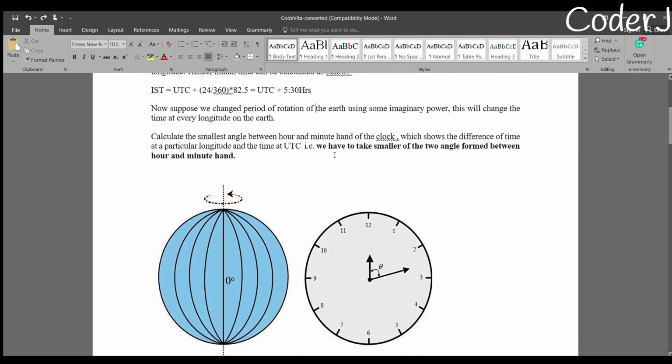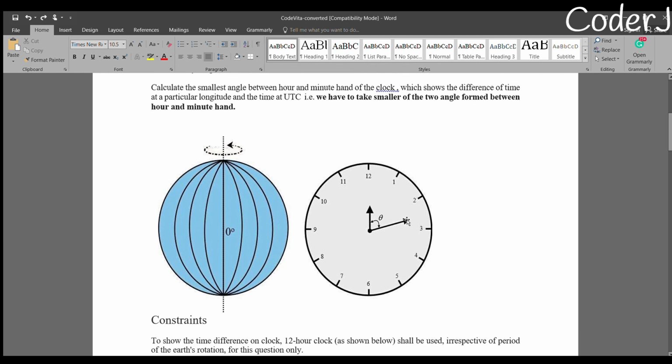Now, the other important line is here. We have to take the smaller of the two angles formed between the hour hand and the minute hand. So what I want to tell you is that we just have to calculate a particular time, and after that we have to find the smaller angle made by the hour hand and the minute hand. Assume that this is your hour hand and this is your minute hand, and they make this angle theta. We just have to find whichever is smaller, either theta or 360 minus theta.